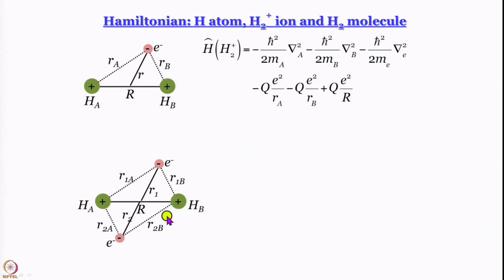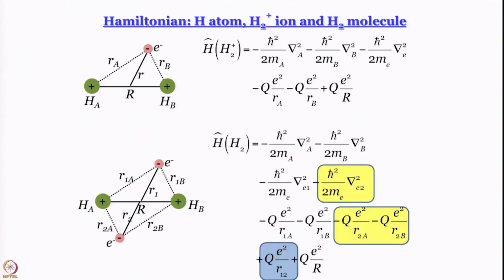Nucleus repulsion is accounted for, and the other term that you have to bring in is, of course, kinetic energy of the second electron, minus h cross square by 2 me del 2 square, and finally the additional term is electron repulsion. Electron separation is R12, so that will be plus q square by R12. So, I have shown you the additional terms that come in with respect to the H2 plus Hamiltonian in highlights.